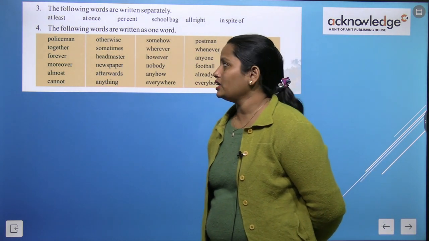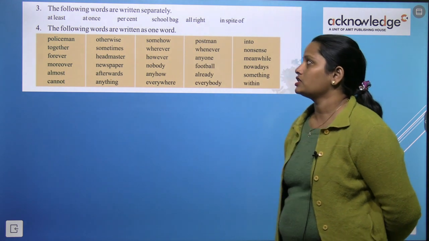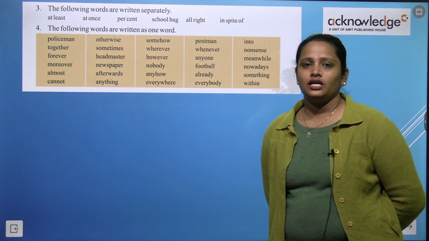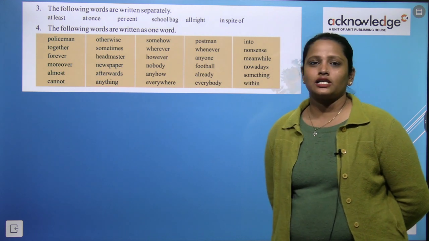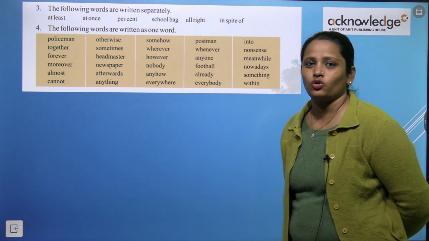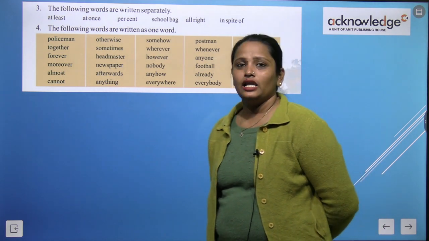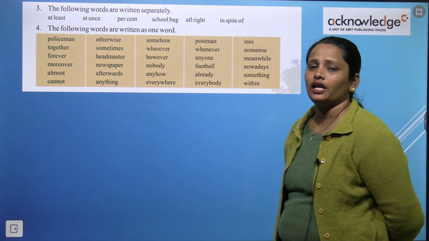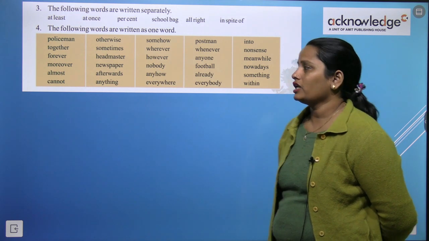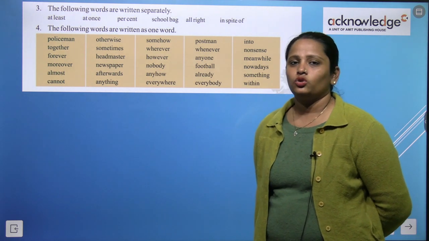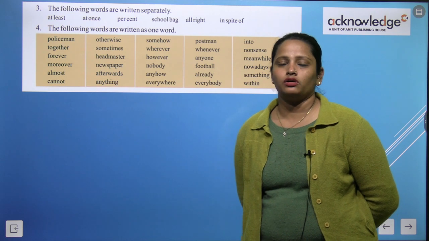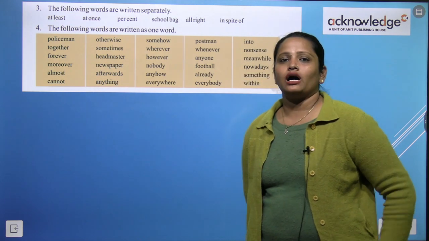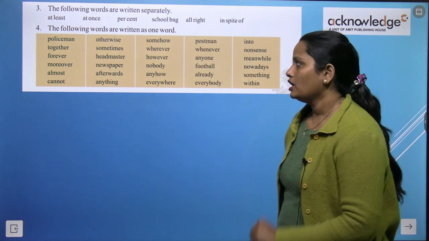Now the fourth point is the following words are written as one word. अब यहाँ पे कुछ वर्ड्स दिए गए हैं जिसे आप देख के तो कहोगे कि ऐसा लग रहा है कंपाउंड वर्ड्स हैं, मीन्स दो वर्ड्स को मिला के बनाया गया है, लेकिन इन्हें जो है हमेशा हम एक साथ लिखते हैं, अलग अलग नहीं लिखना. फॉर एग्जाम्पल पुलिस और मैन, दो वर्ड्स हैं, इन्हें मिला के एक वर्ड बनाया गया है और उसे कहते हैं पुलिसमैन. सो पुलिसमैन को अलग अलग नहीं लिखना है.